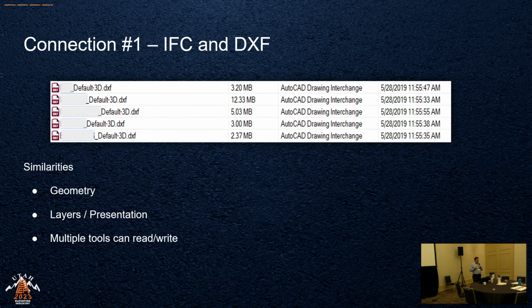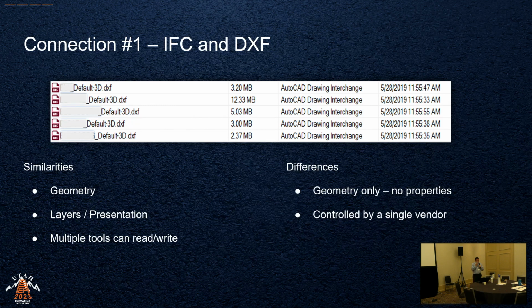So some similarities, right? Both IFC and DXF are focused on geometry. You have the ability to arrange data into layers that then typically drive your presentation in terms of line styles and colors and weights and so on. And then you have multiple tools that can read and write to DXF, which ultimately is where a lot of the usefulness comes from. Some of the differences is that DXF is really geometry. You don't have the same capabilities for metadata and property sets. And it's also controlled by a single vendor.